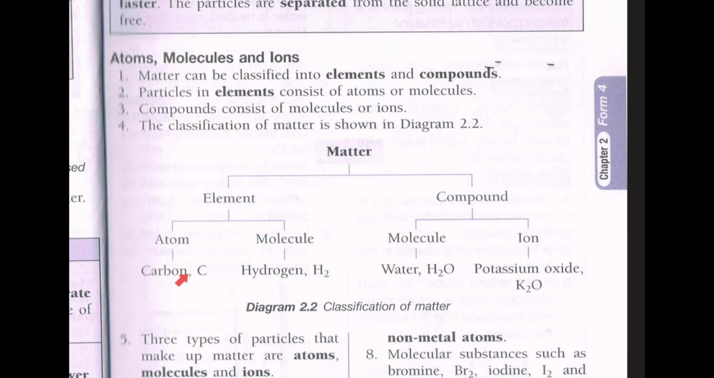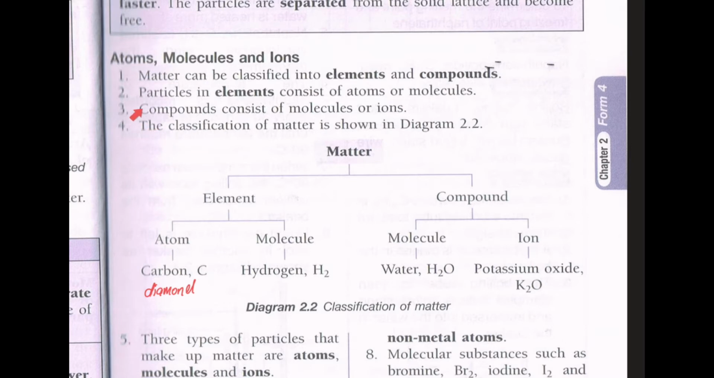Diamond is made of carbon only. Diamond is an example of an element. Hydrogen, you can see here, is a gas. Hydrogen is made of H only, hydrogens only, so this is also an element. A compound is made of more than one element, for example hydrogen and oxygen, or potassium and oxygen. We will see it in detail.